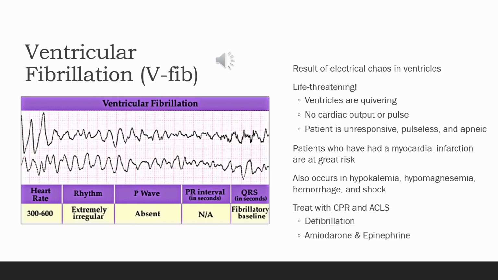Kind of like we see in AFib, in VFib now it's the ventricles that are quivering instead of contracting, which means there is zero cardiac output. So the heart is essentially not pumping blood at all.